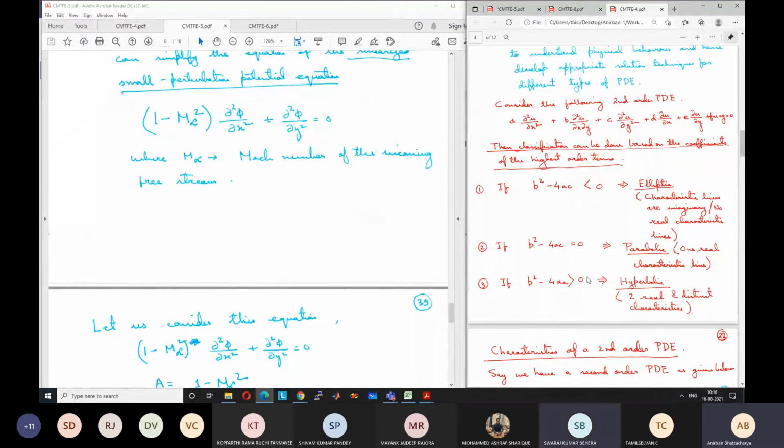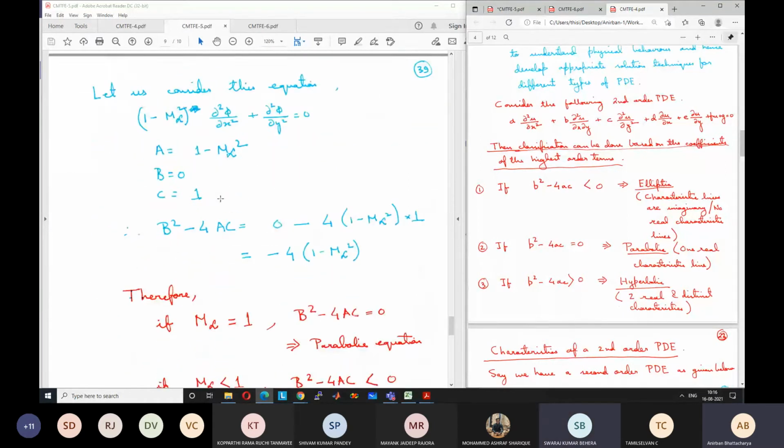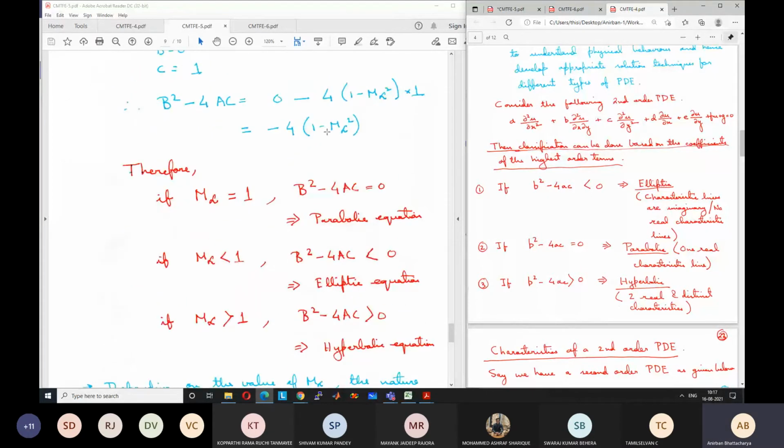A is 1 minus M infinity square, B is 0, there is no mixed derivative, and C is equal to 1. Okay. So B square minus 4AC is 0 minus 4 into 1 minus M infinity square into 1. So minus 4 into 1 minus M infinity square. So it depends actually on the Mach number, whether this term is greater than 0, less than 0, or equal to 0. If the Mach number is equal to 1, then this term 1 minus 1 becomes 0. So B square minus 4AC becomes 0. So this becomes a parabolic equation.